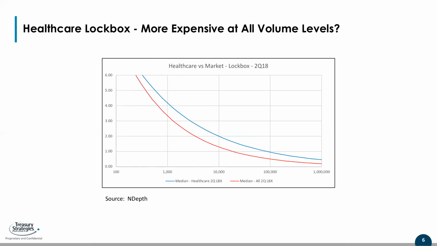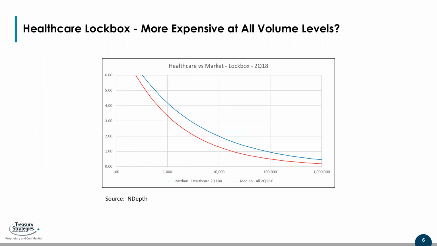But if we look at, let's say, where things intersect at a volume of 10,000 items a month, across our entire NDepth database, we see an average all-in cost of $1.29. For our healthcare clients, we're seeing an all-in cost of $1.99. That's where the blue line intersects at the 10,000 volume point. That's a difference of 70 cents an item. And what you need to do as a treasury manager is make sure you're getting 70 cents worth for the premium you're paying for a healthcare Lockbox. 70 cents an item on 10,000 items a month is $7,000 a month, or $84,000 a year. That's certainly a lot of money.